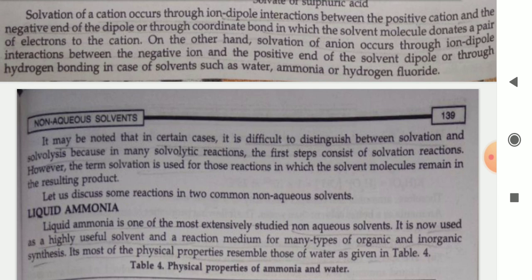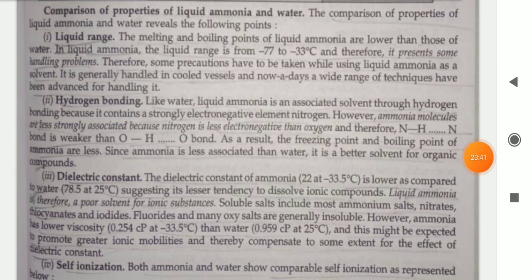Let us discuss some reactions in two common non-aqueous solvents, starting with liquid ammonia. Liquid ammonia is one of the most extensively studied non-aqueous solvents. It is now used as a highly useful solvent and a reaction medium for many types of organic and inorganic synthesis. Most of its physical properties resemble those of water. Comparison of properties of liquid ammonia and water reveals the following points.